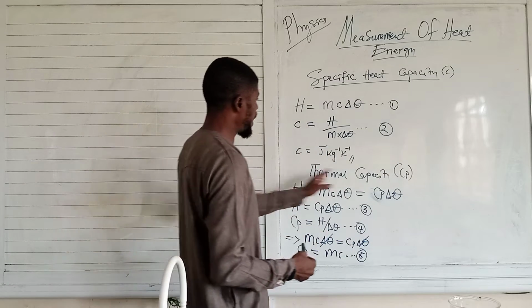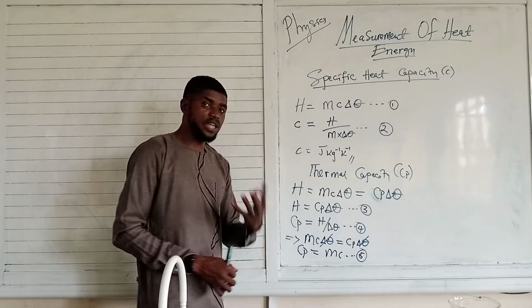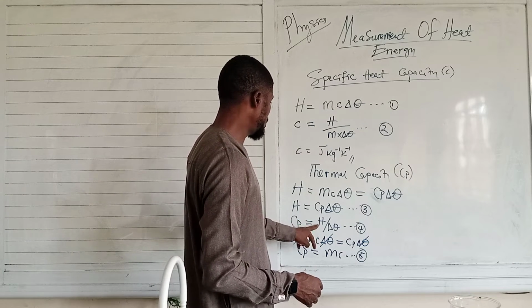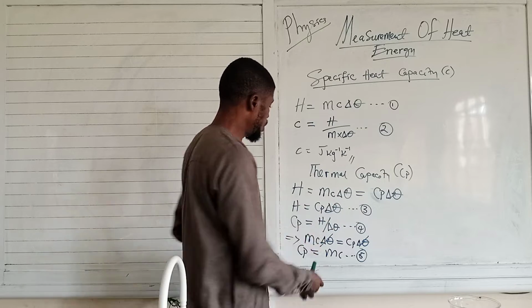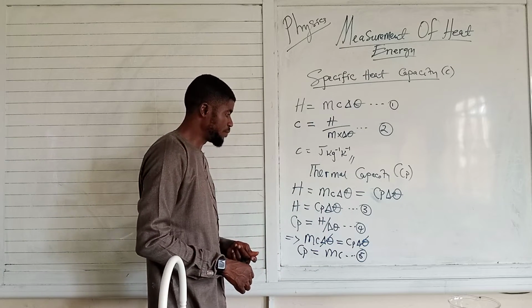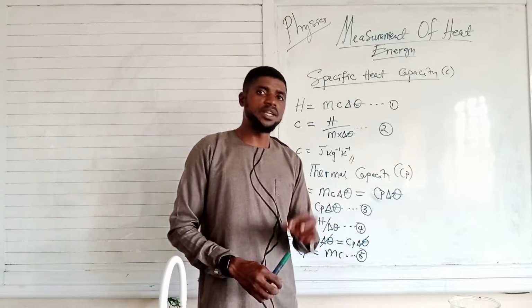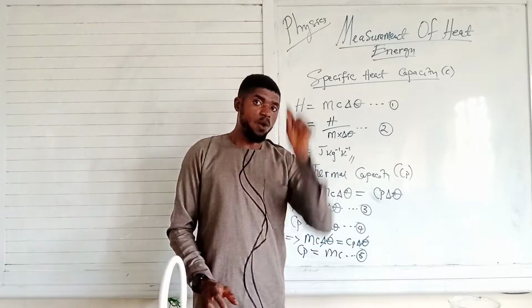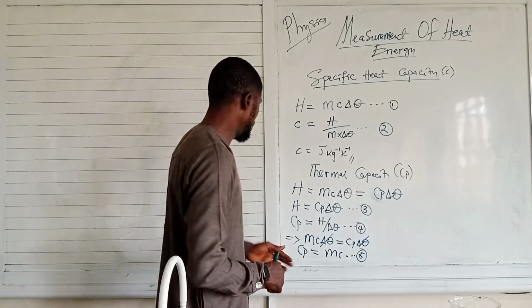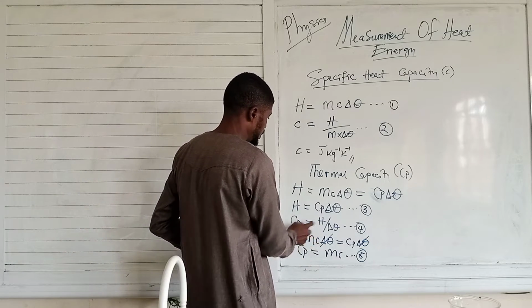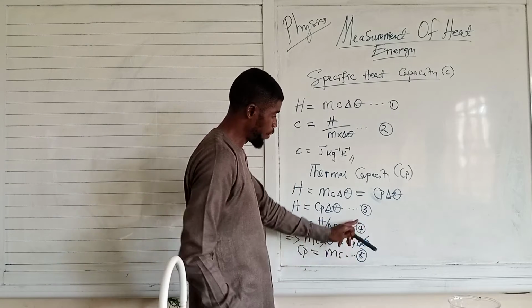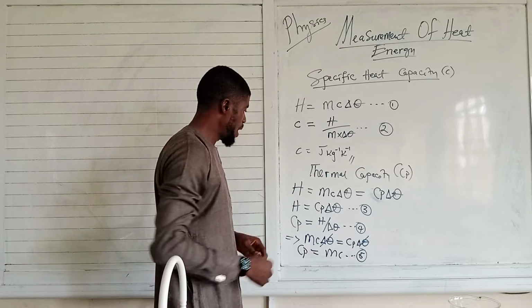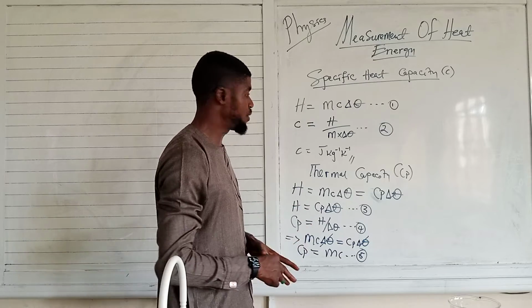So the thermal capacity or the heat capacity of the substance is defined as the ratio of energy to what? That of change in temperature. It is defined as the quantity of heat energy that is required to raise the temperature of the entire mass of the body by 1 Kelvin or 1 degree Celsius. So equations 4 and 5 are the equations you use when you want to determine the thermal capacity of the substance.